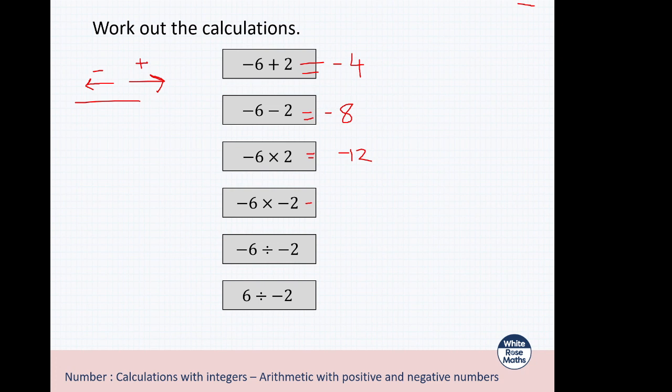It's all right, Mario. What did you say? 6? No worries. Minus times minus makes a positive, so it'd be positive 12. Well done if you got that, guys. Minus 6 divided by minus 2: again, the signs are the same, so the answer will be positive, so positive 3. Then 6 divided by minus 2: positive divided by negative makes a negative, so it'd be negative 3.